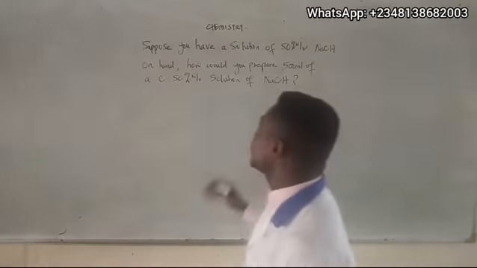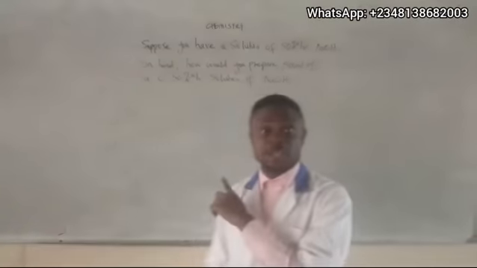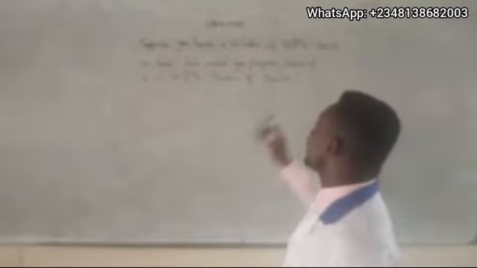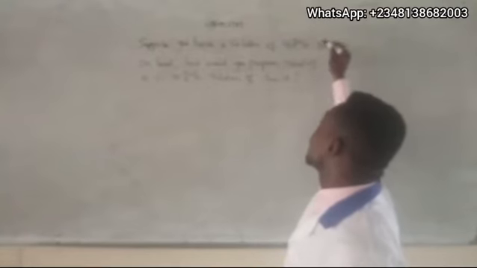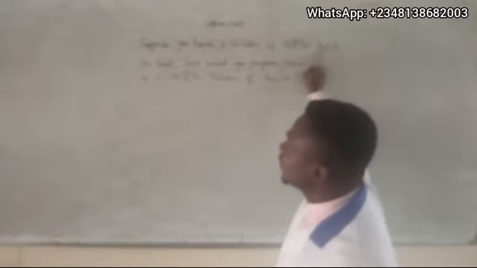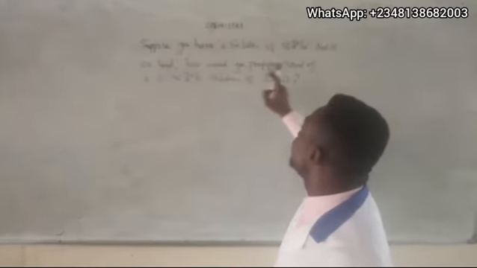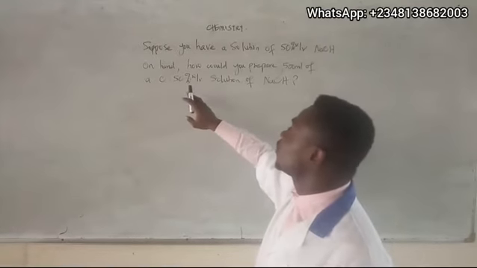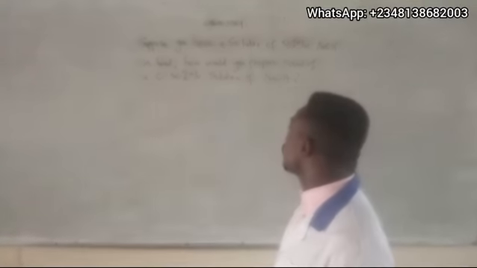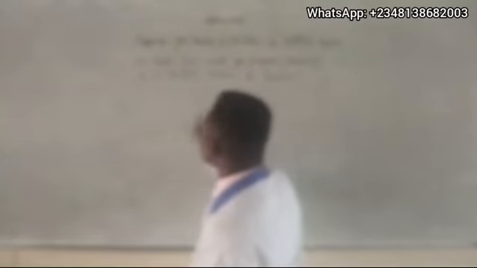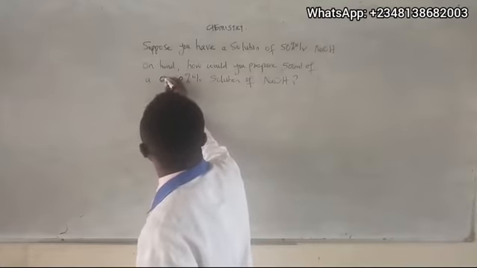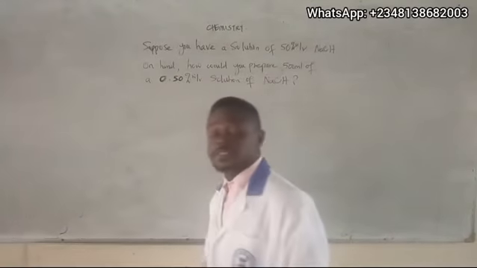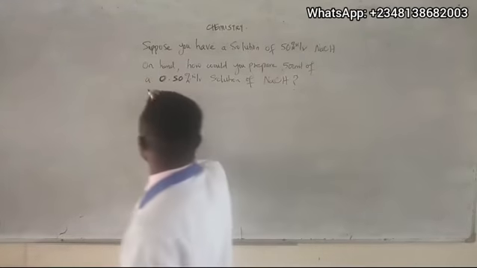Today we are going to take a look at chemistry, and we have a question on the board. The question says, suppose you have a solution of 50% weight per volume sodium hydroxide on hand. How would you prepare 500 ml of a 0.05% weight per volume solution of sodium hydroxide?